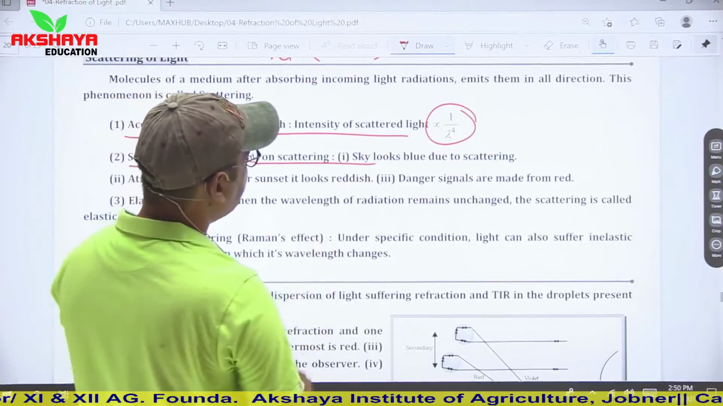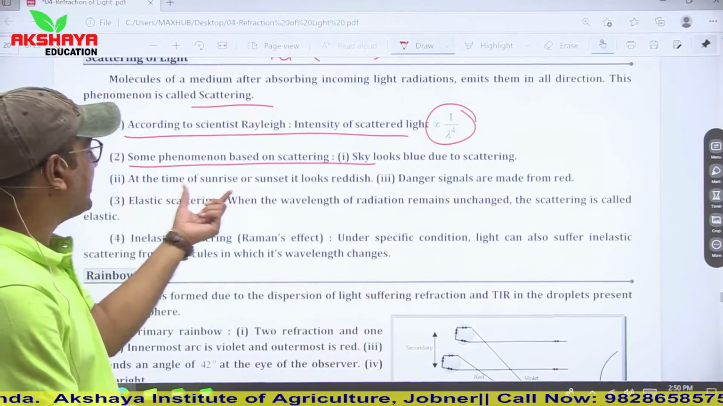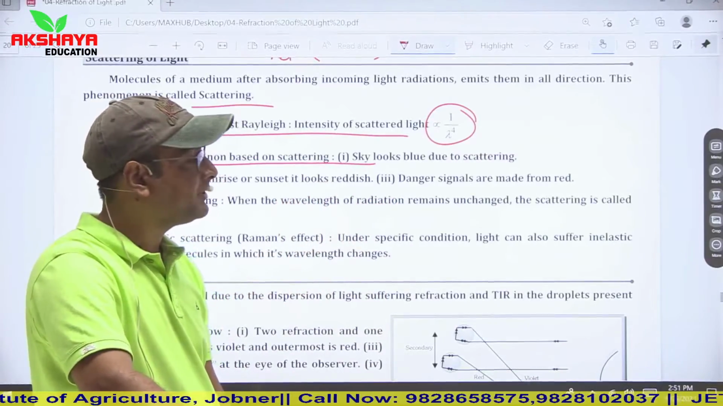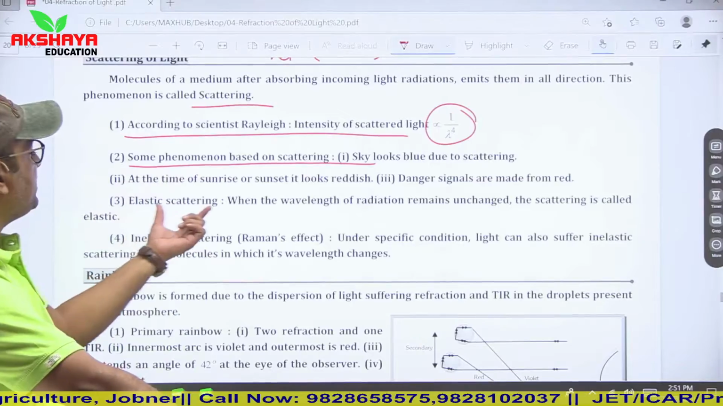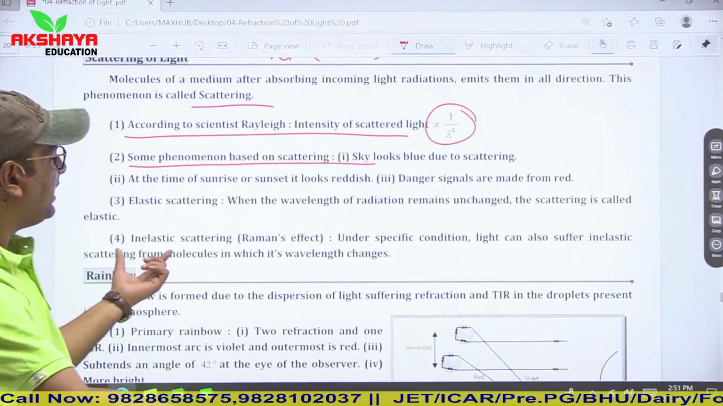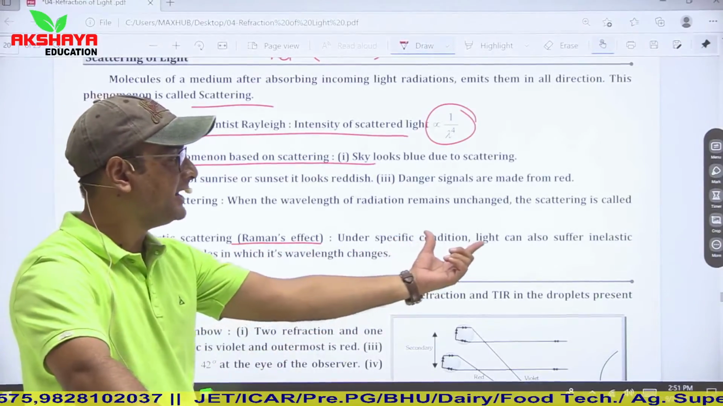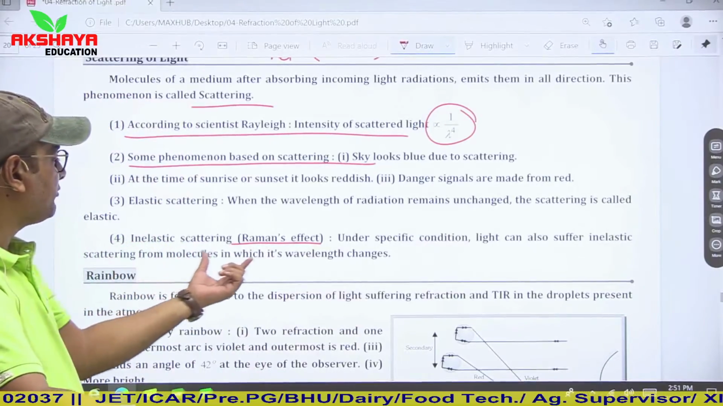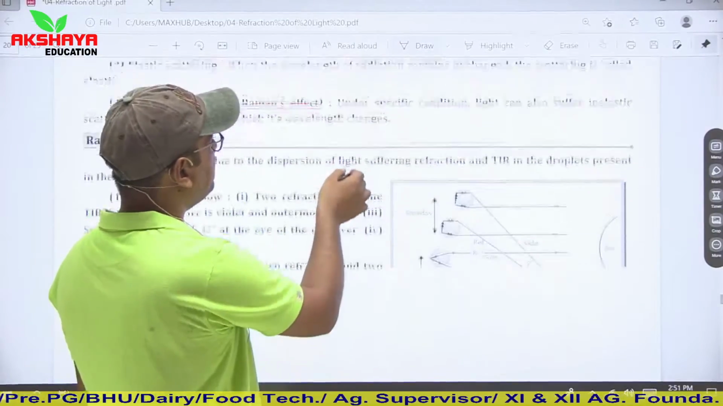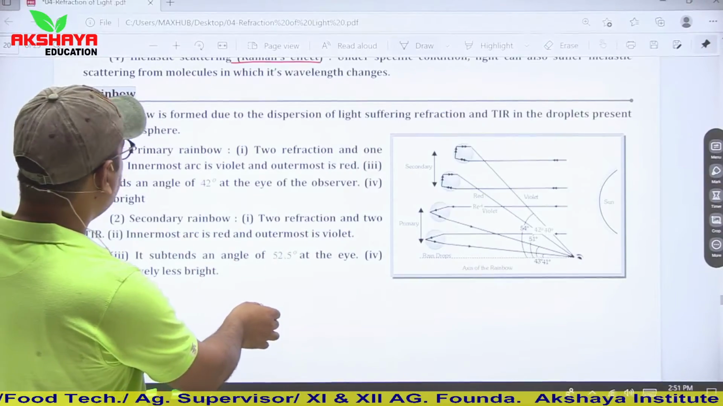Some phenomena are based on scattering. The sky looks blue due to scattering. At the time of sunrise or sunset, it looks reddish. Danger signals are made from red color. Elastic scattering is when the wavelength of radiation remains unchanged. Inelastic scattering is simply defined as Raman's effect. Under specific conditions, light can also suffer inelastic scattering from molecules in which its wavelength changes. So these are some natural phenomena based on scattering of light. Now see rainbow.